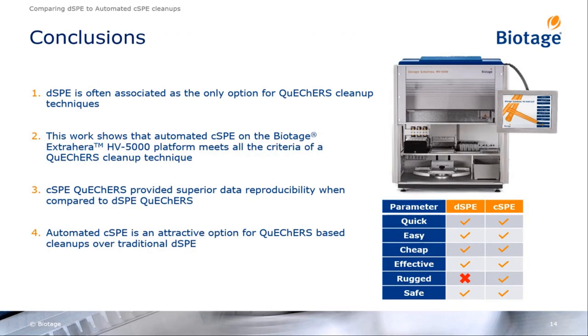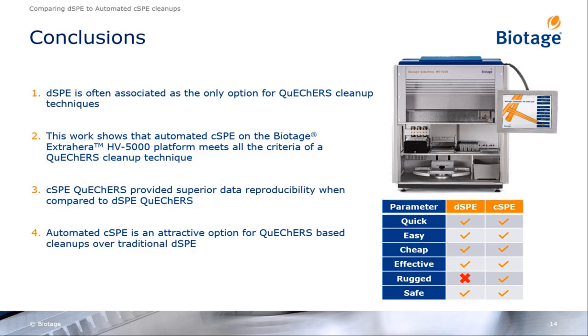So in conclusion, we found that although dispersive SPE is often associated as the only option for a QuEChERS cleanup technique, this is not the case, and column-based SPE can also meet the QuEChERS criteria and give acceptable results. We also demonstrated that automating the column-based SPE on the Extrahera HV5000 met all the criteria of the traditional QuEChERS cleanup technique.